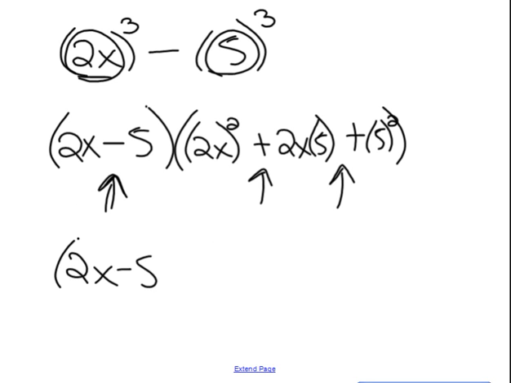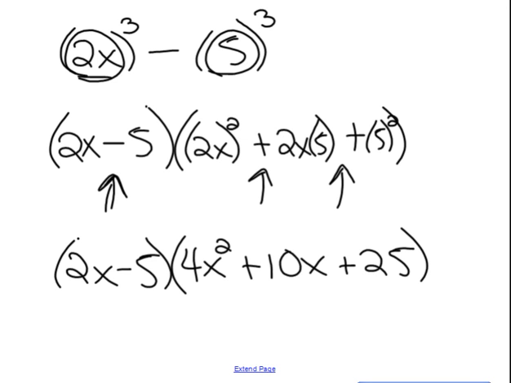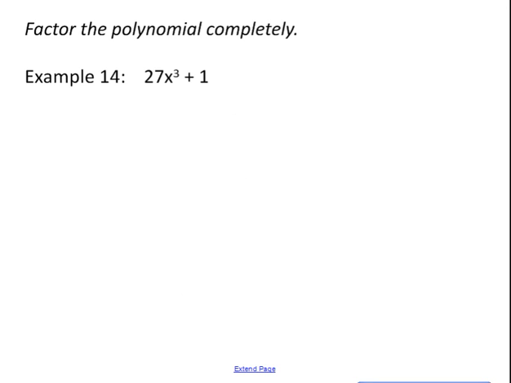2x minus 5, nothing I can do about that. But 2x times 2x gives me 4x squared. 2x times 5 gives me 10x. And 5 times 5 is 25. Going to have you do 14 on your own. 15, again on your own.